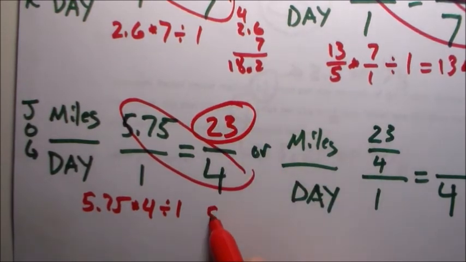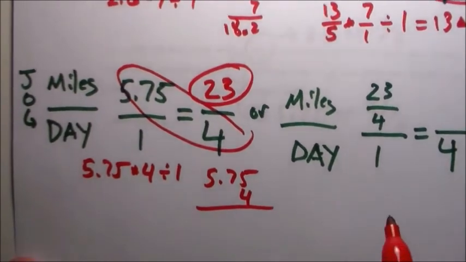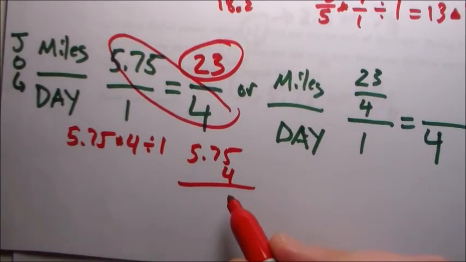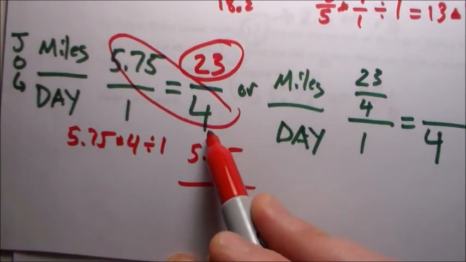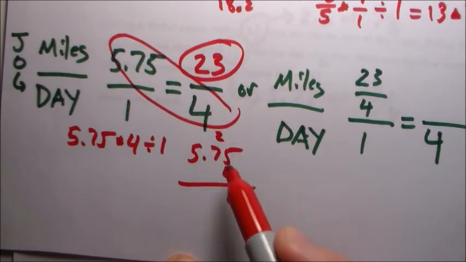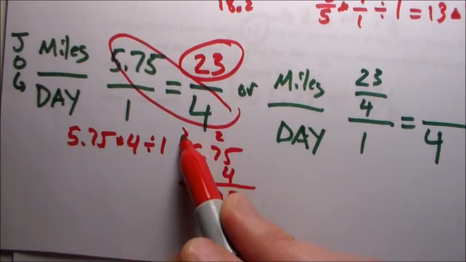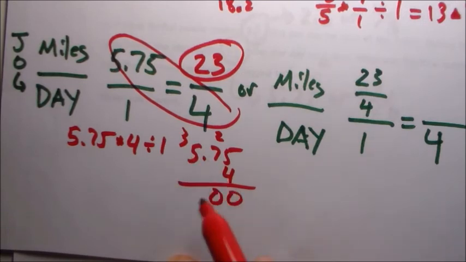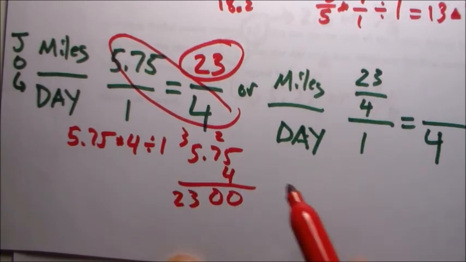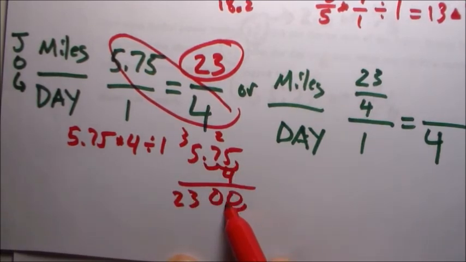If we want to do it out, we get 5.75 times 4. 5 times 4 is 20. So that'll be okay. 20, carry the 2. 4 times 7 is 28, plus 2 is 30. Carry the 3. 4 times 5 is 20, plus 3 is 23. How many decimal places? 2. There we go, 23. We're good to go.